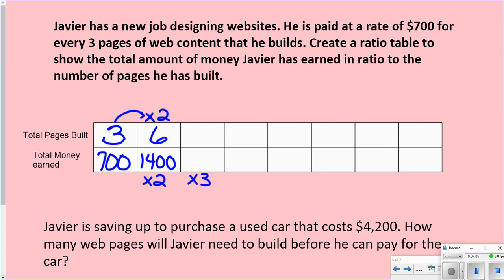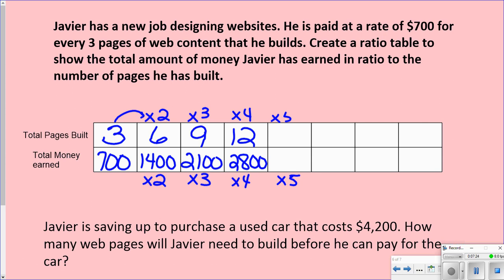Now we're going to go times 3. 3 times 3 is 9. 700 times 3 is 2,100. Times 4. 3 times 4 is 12. 700 times 4 is 2,800. Times 5. 3 times 5 is 15. 700 times 5 is 3,500.